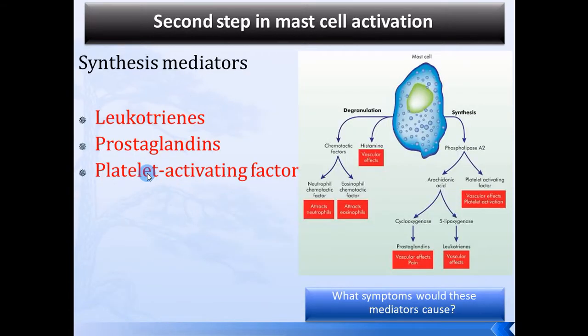And then the synthesis mediators. So once it's degranulated, then it starts synthesizing these other products. And here are the three main products. Leukotrienes. Leukotrienes are basically saying that white blood cells, leukocytes, are talking to each other. So these are chemicals that talk from one leukocyte to another leukocyte, right? They can also have some vascular effects too.